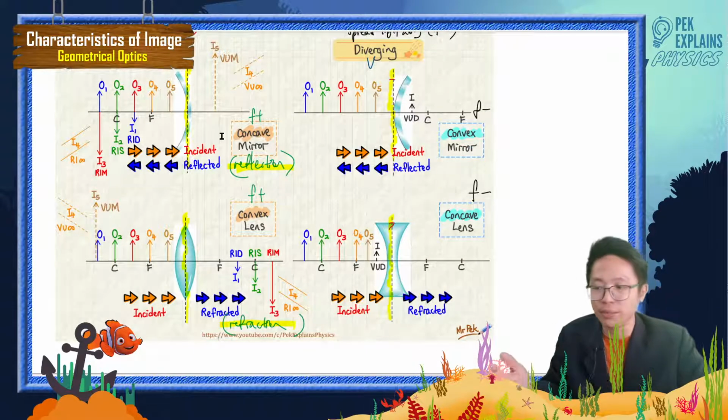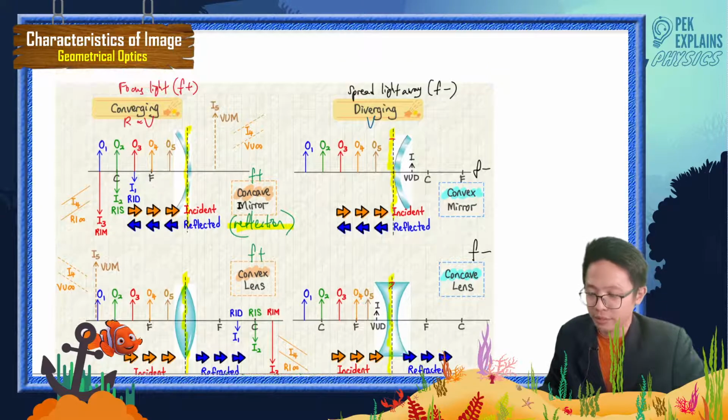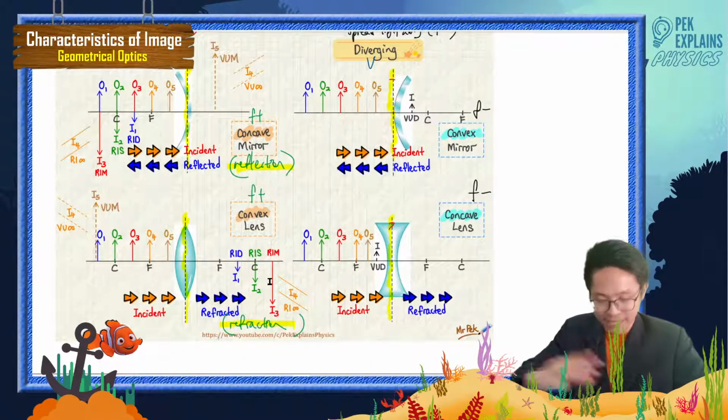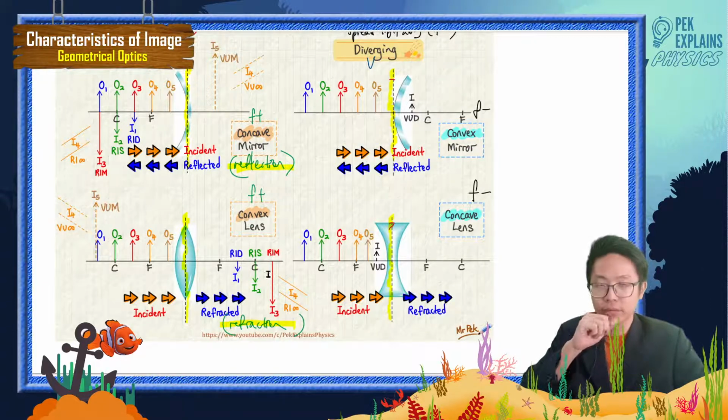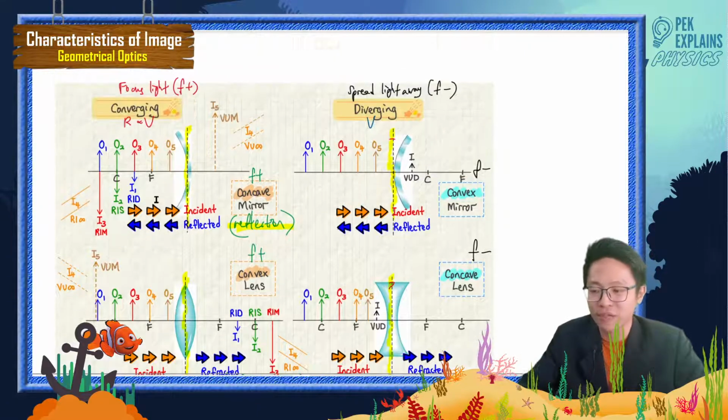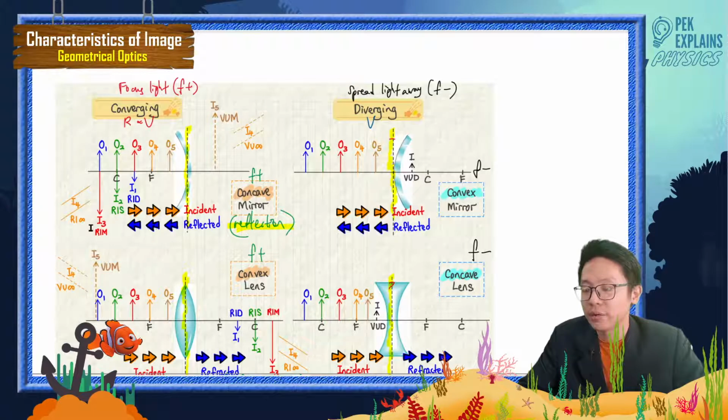Why the opposite? For the mirror, the real image is at the left hand side. For the lens, the real image is on the other side, on the right hand side. Why is there this difference? Because one is reflection, one is refraction. For reflection, the reflected light is at the left hand side. So to form a real image, it must be on the same side as the reflected ray.